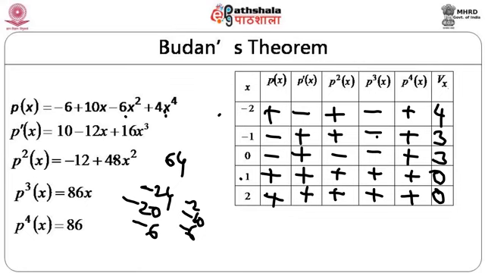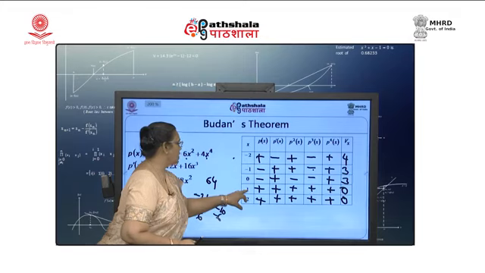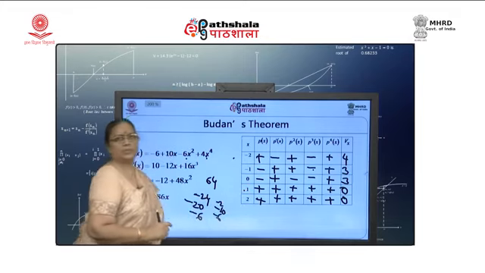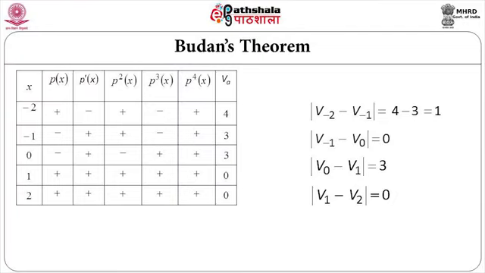Between minus 1 and 0 no root; between 0 and 1, 3 or less than 3 by a multiple of 2; and between 1 and 2 no root. So this is how our table looks, with v at minus 2 as 4, v at minus 1 as 3, v0 as 3, v1 as 0 and v2 as 0.